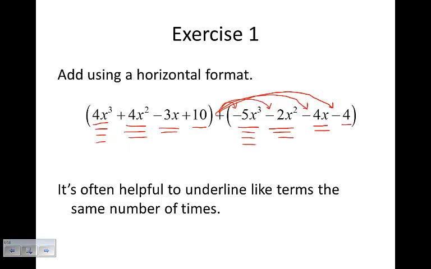So 4x cubed plus negative 5x cubed would be negative x cubed. All right, 4x squared minus 2x squared would be a positive 2x squared. Negative 3x minus 4x would be negative 7x, and then 10 minus 4 would be a positive 6. Okay, so that's how we're going to add these different monomials.